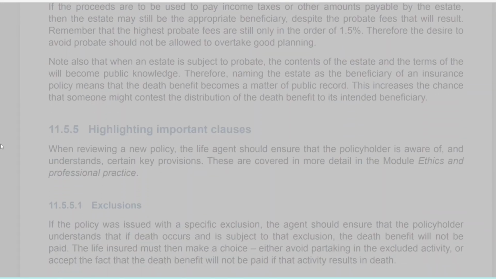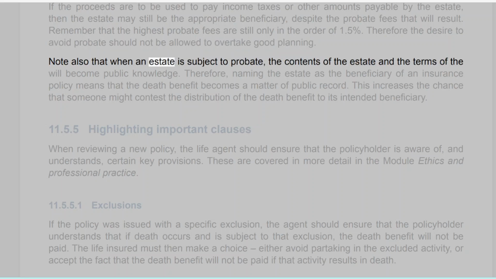If the proceeds are to be used to pay income taxes or other amounts payable by the estate, then the estate may still be the appropriate beneficiary, despite the probate fees that will result. Remember that the highest probate fees are still only in the order of 1.5%. Therefore, the desire to avoid probate should not be allowed to overtake good planning.